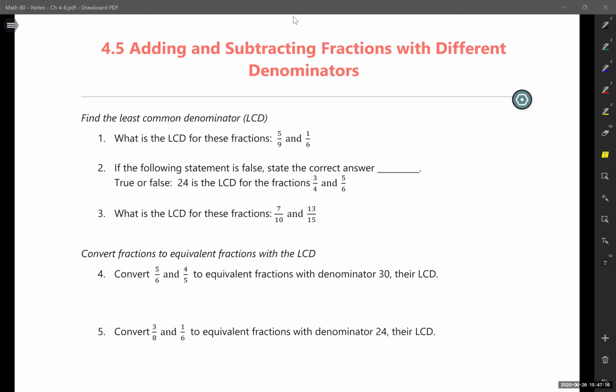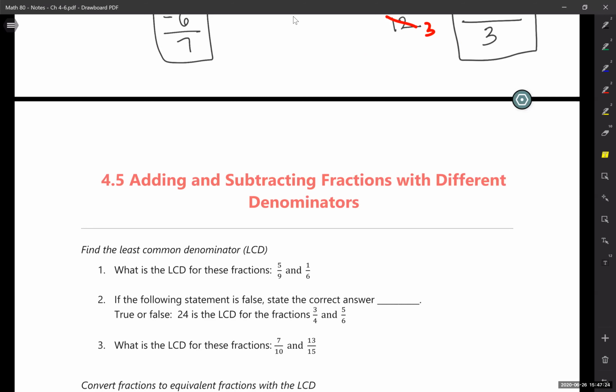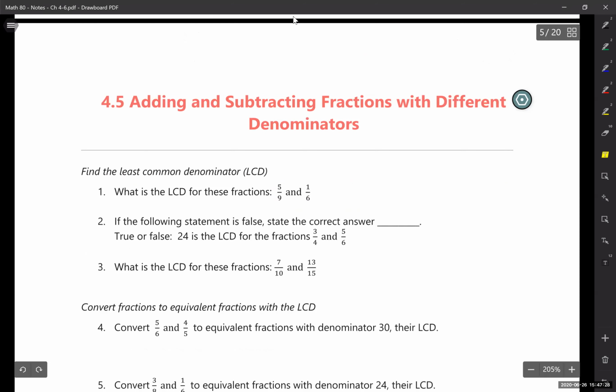Hi, we're back with the end of chapter 4. So we're going to be working on the rest of the fractions chapter. And we are starting with 4.5, which is adding and subtracting fractions with different denominators. So this is where we're really going to get into that butterfly I was talking about last time, because now we have adding and subtracting with different denominators.